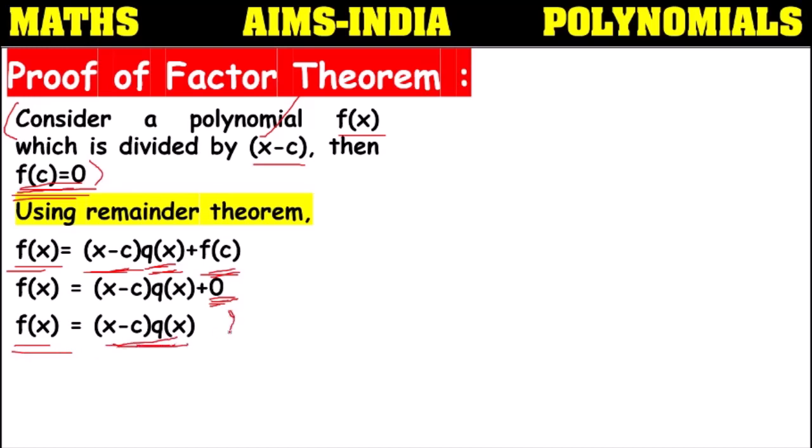Suppose we are having the number 8. If we write it as 2 into 4, then this 2 and 4 are considered as factors of 8. So in the same way, here f of x is written as the product of two polynomials. So these two are considered as factors of f of x. So if 0 is the remainder, then x minus c is a factor of f of x. So that can be proved.